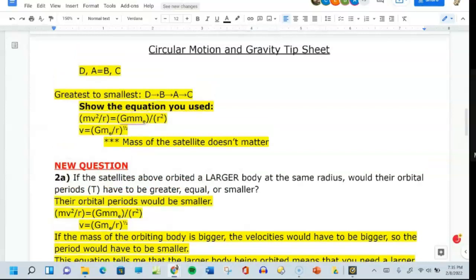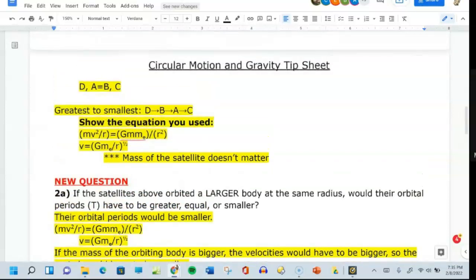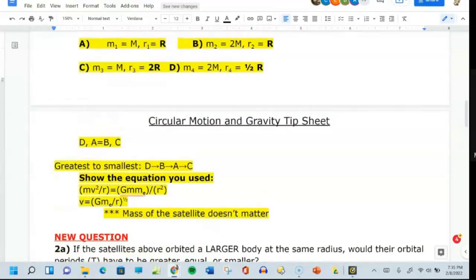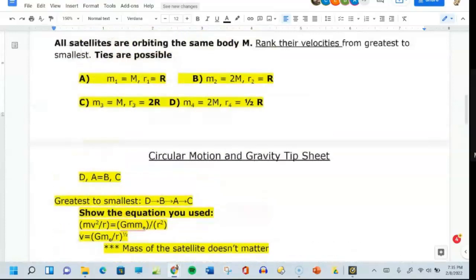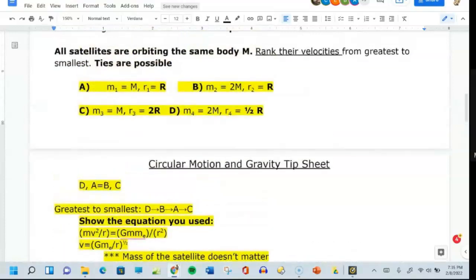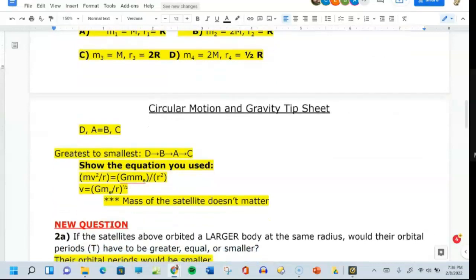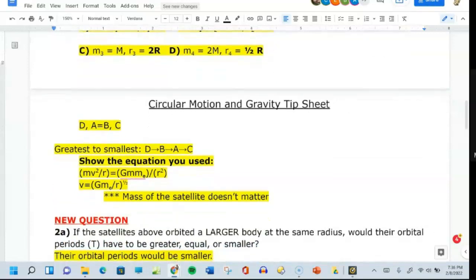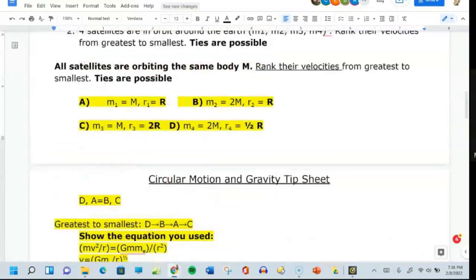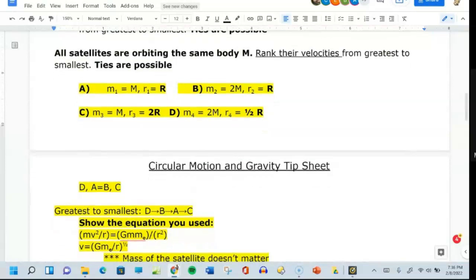So now let's look at this equation. V equals radical GM over R. So how do we rank this? Well, the first thing that we should do is say, don't be fooled. The mass plays no role. This equation tells me the mass of the satellite has no effect, only the orbital radius of the satellite. So now I look at these choices differently. I ignore the masses because they have no effect and only look at the radius.